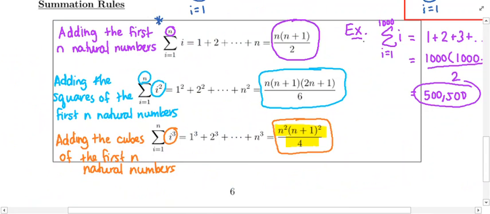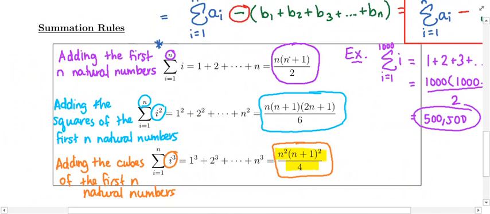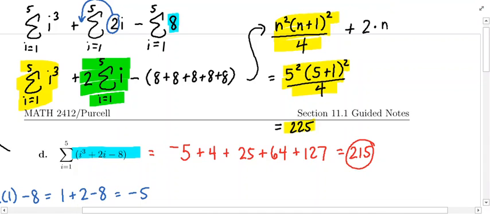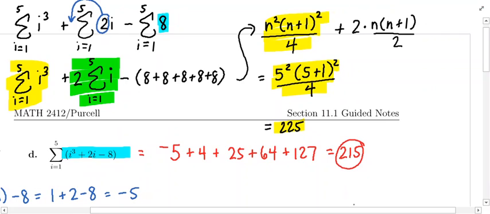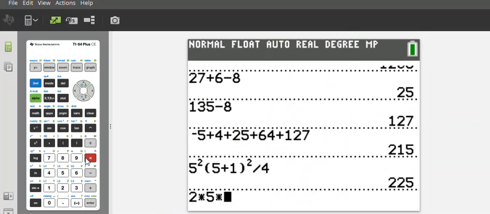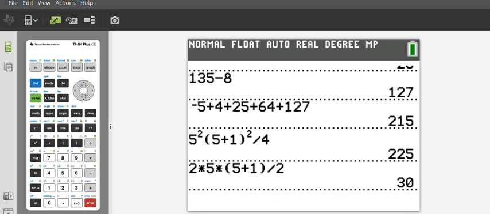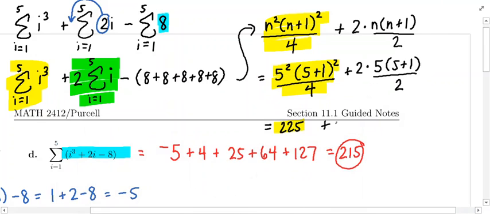So if we are adding the first 5 counting numbers, we're going to use the first formula here, n times n plus 1 over 2. So let me write that down. n is the upper limit of summation, again that's 5. So this is going to be plus 2 times 5 times 5 plus 1 divided by 2. If we pop this into the calculator, you're going to get 30. So we're adding 30. That's what the green sigma gave us.